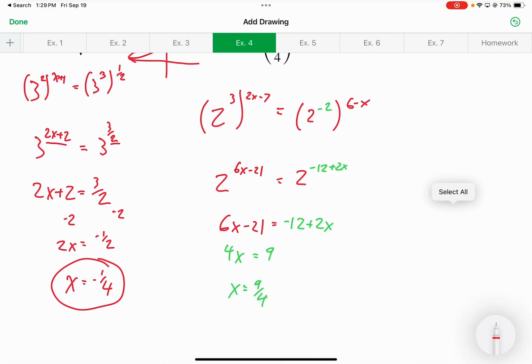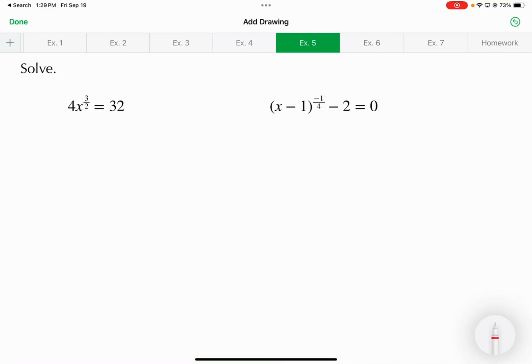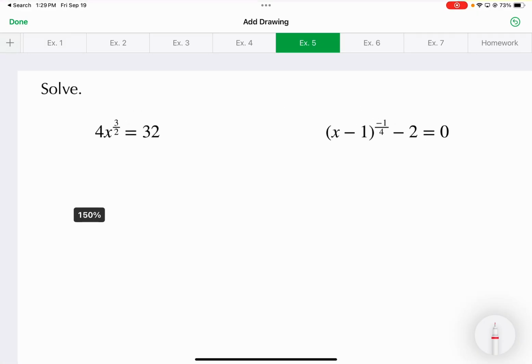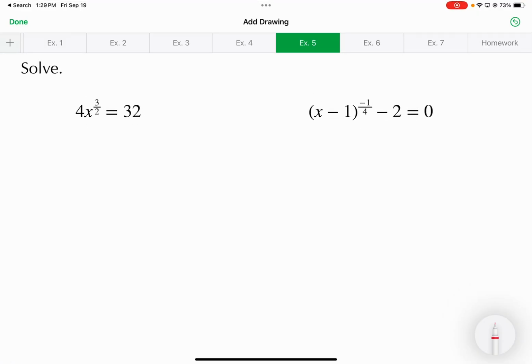You want to know how I knew I made a mistake? Michael busted out that graphing calculator, and as soon as I saw that thing come out, I'm like, I did something wrong.